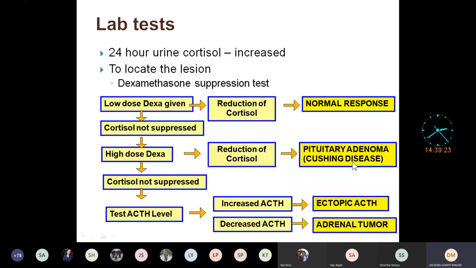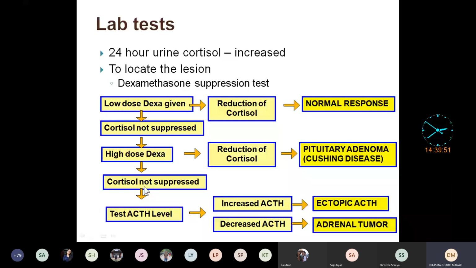Now, even with the high dose of dexamethasone, if the cortisol is not suppressed, it may be because of ectopic ACTH secretion, or it may be because of an adrenal tumor. So we have to find out where the tumor is occurring, isn't it? With the high dose of dexamethasone, the cortisol is not suppressed.